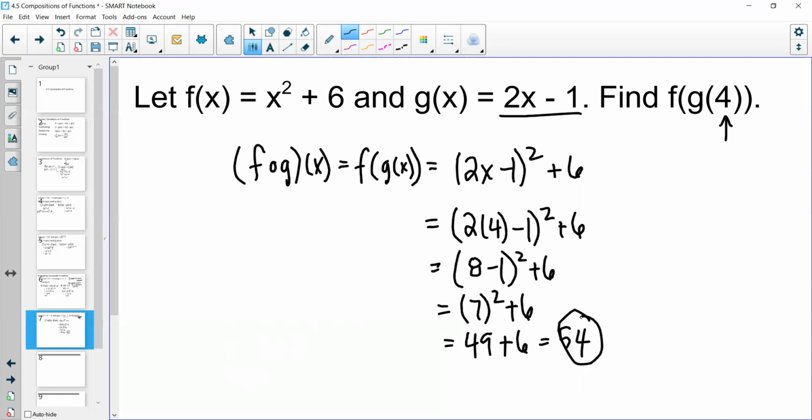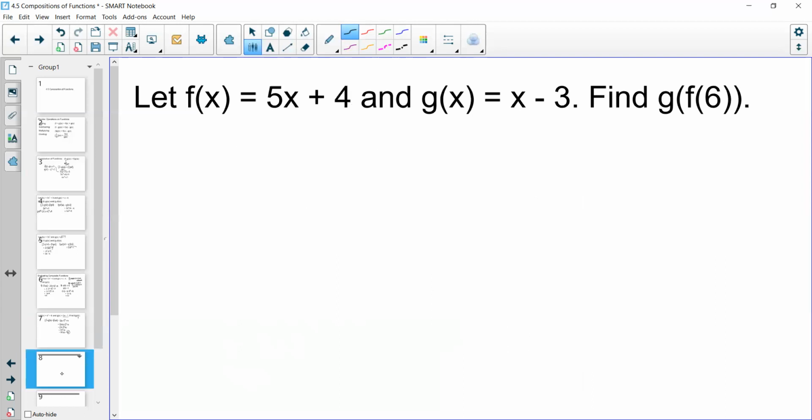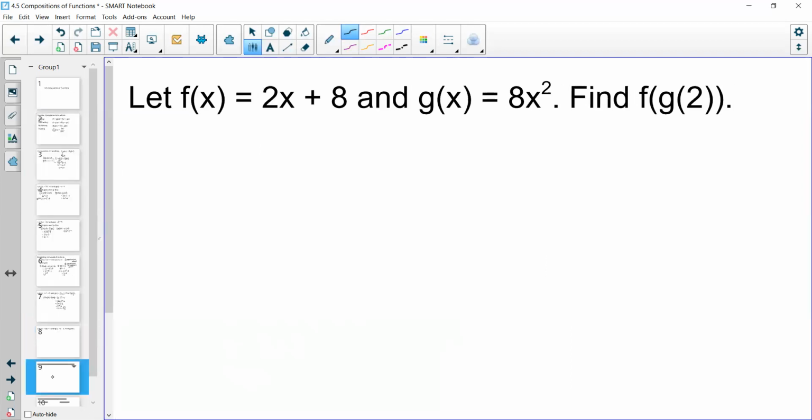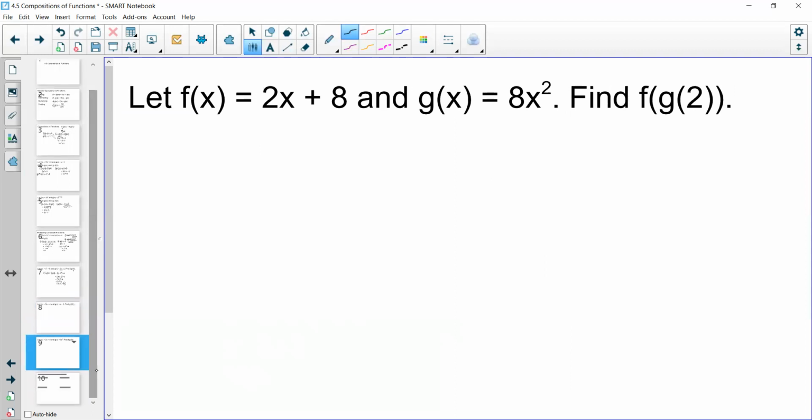We can always use the other method as well if you would like. Let's take a look at one last example here where we are composing functions. And let's take a look at this one here. So let f of x equal 2x plus 8 and g of x equals 8x squared. Find f of g of 2.